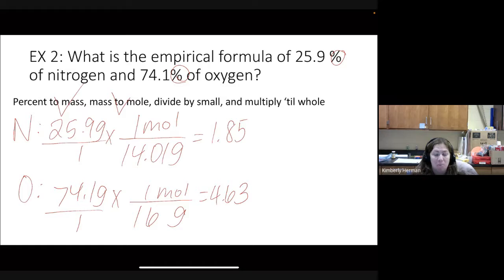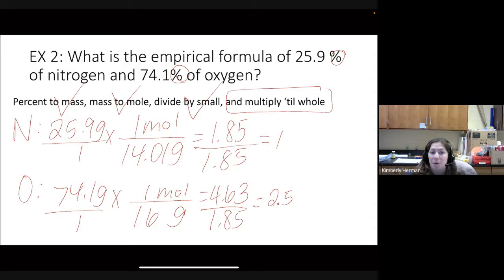Now we need to divide by small. So we'll see that our smaller one is the top one of 1.85. So 1.85 divided by 1.85 is 1. And now what's 4.63 divided by 1.85? Okay, we see we get 2.5. So we divide it by small. Now we have to multiply till whole.